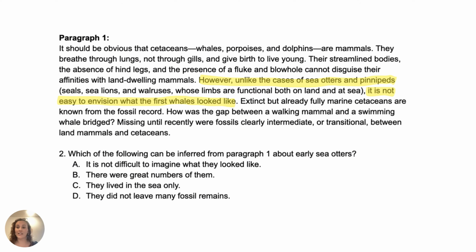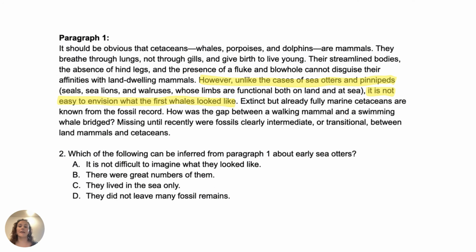So the focus here is, however, unlike the cases of sea otters and pinnipeds, it is not easy to envision what the first whales looked like. We're still going to try to make a prediction. It is more challenging to make a prediction with an inference question, but we're still going to give it a go. We're going to try our best to do a usable prediction.